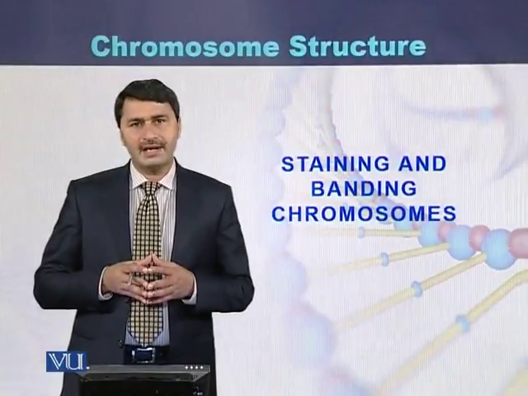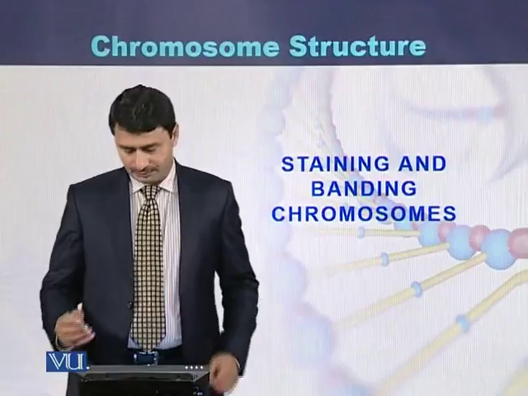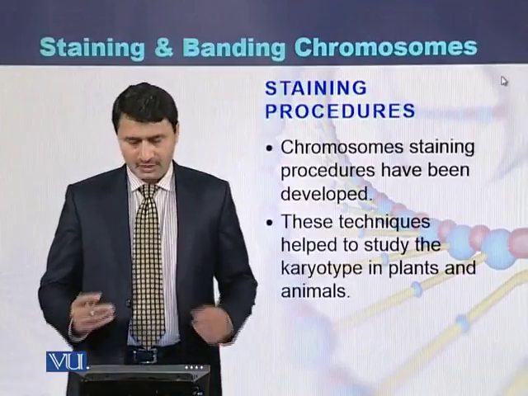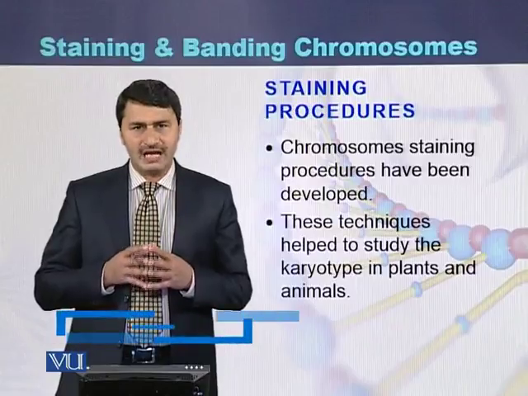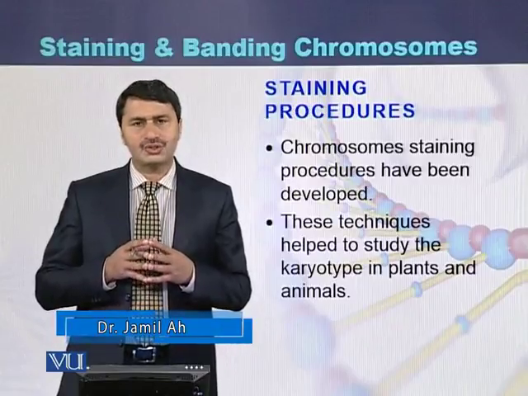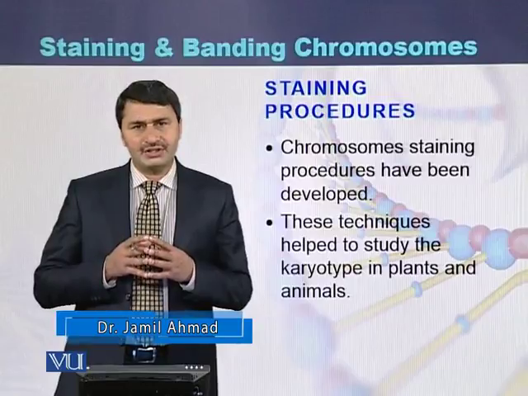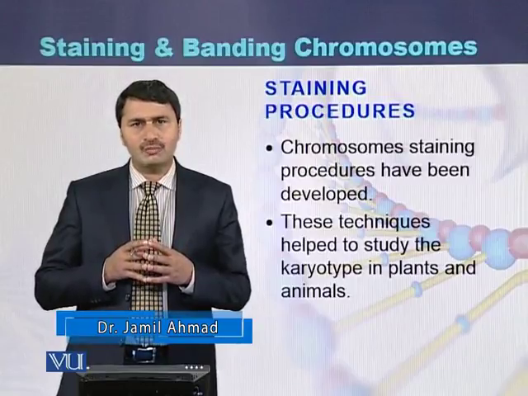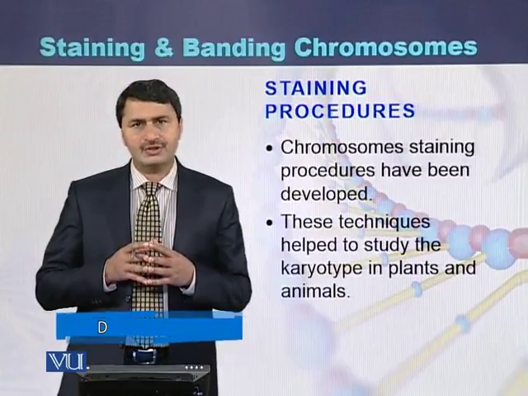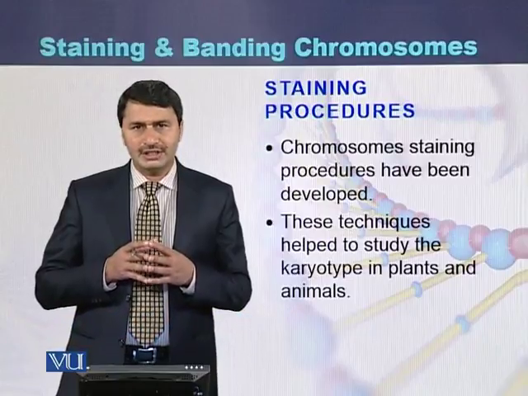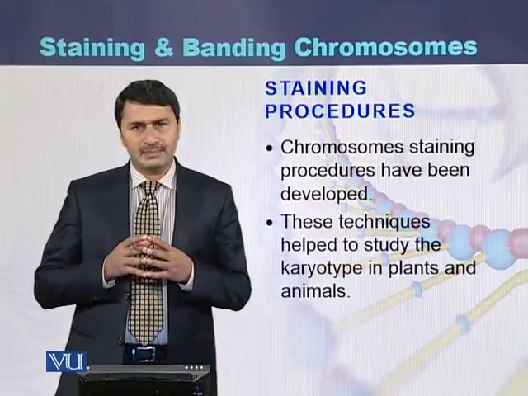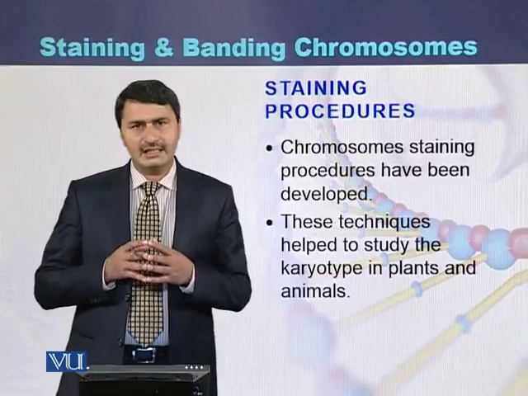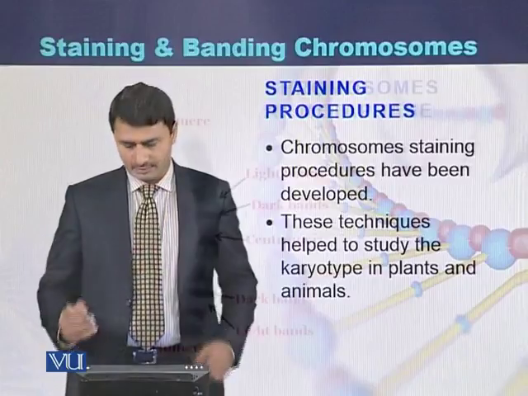Staining and banding the chromosomes. Chromosome staining procedures have been developed that help to study the different regions in the chromosome or the banding patterns of the chromosome. These techniques have helped to study the chromosomes which are present in the plant cells as well as in the animal cells.